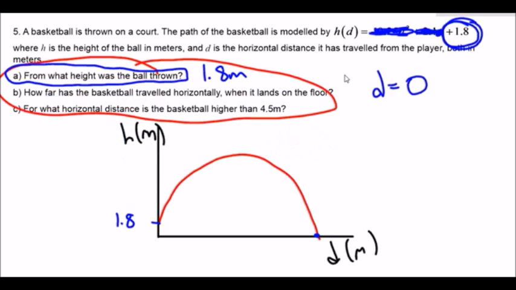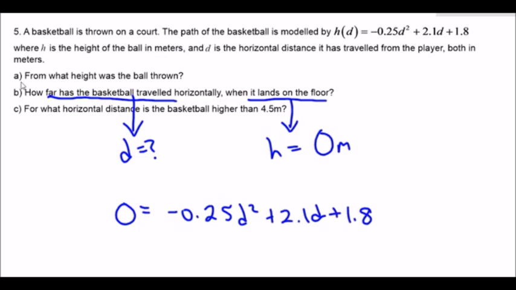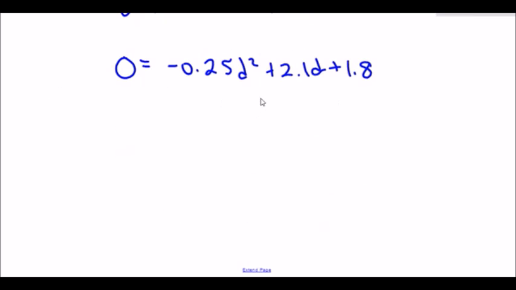And if you think about the diagram, I want to know this point here, what is the d value of this point? Because that's when it's on the ground. So we're going to let h equal 0 and solve for d. I don't have to do any manipulation. It's already in standard form and it already equals 0. And I can just use the quadratic formula to solve for d.